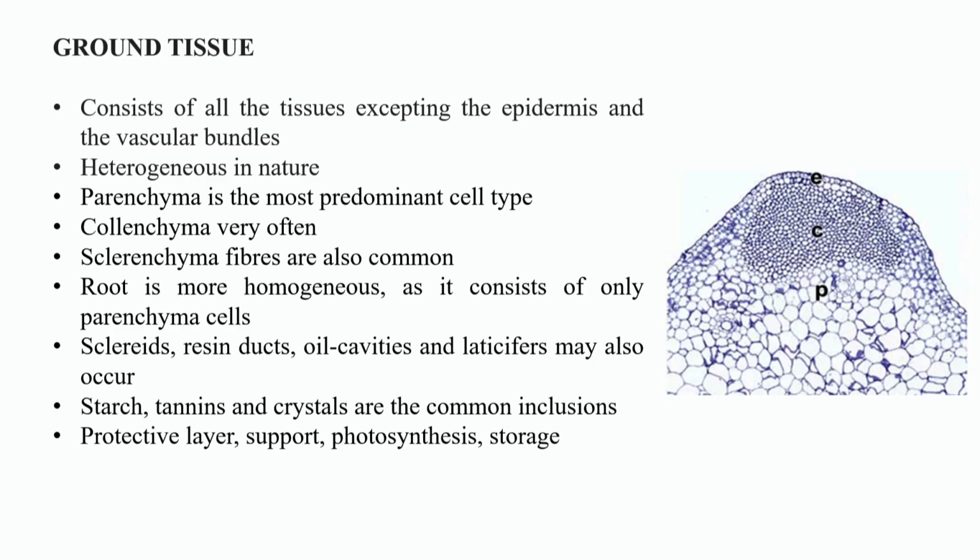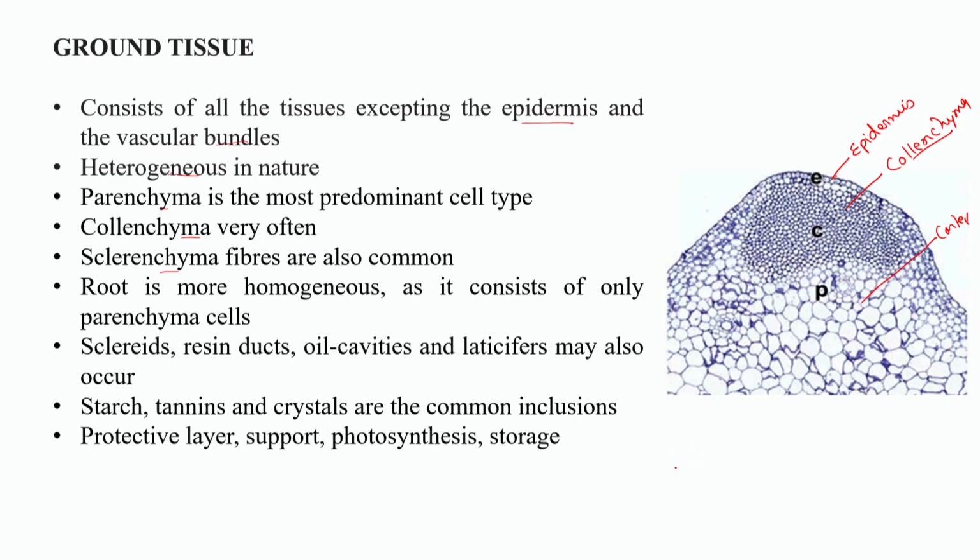Okay, so all this we have discussed: the epidermis, the vascular bundles, it is heterogeneous in nature. Parenchyma is there, collenchyma will also be there, then sclerenchyma fibers. Now, this is a picture showing some layers of the ground tissue, a microscopic image. Here you can see the epidermis, then this is the cortex. This is to show you that collenchyma is present in patches in this particular tissue.